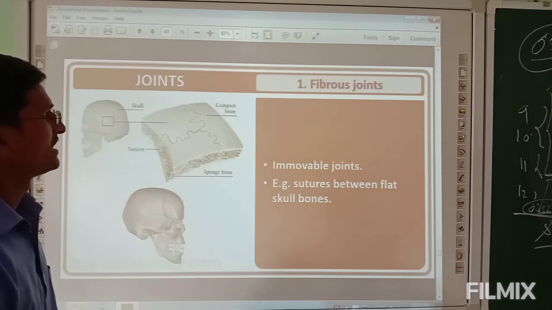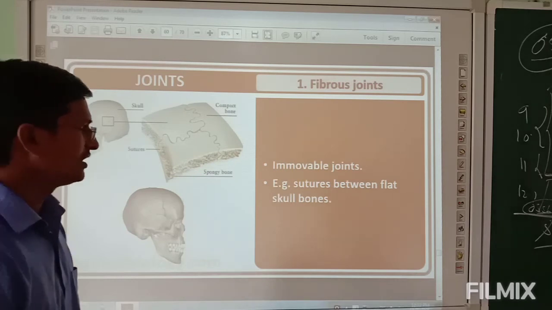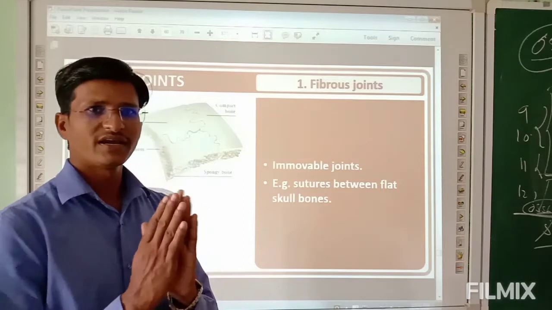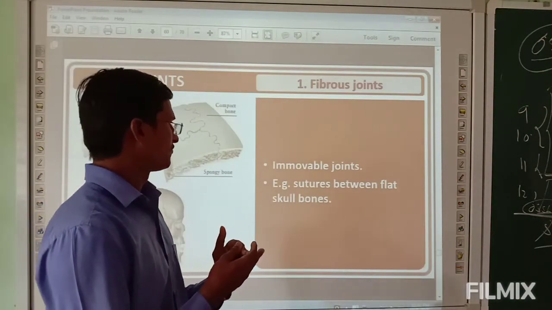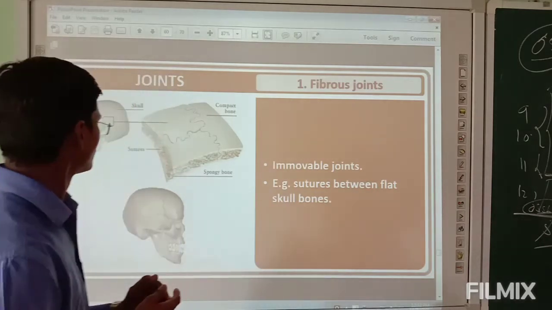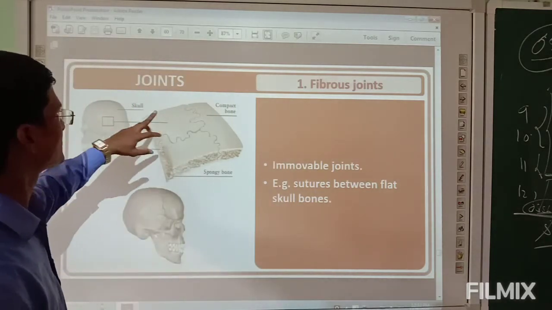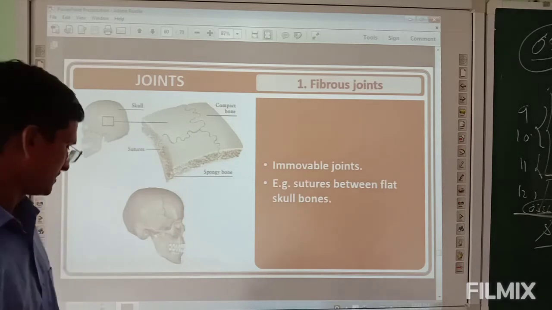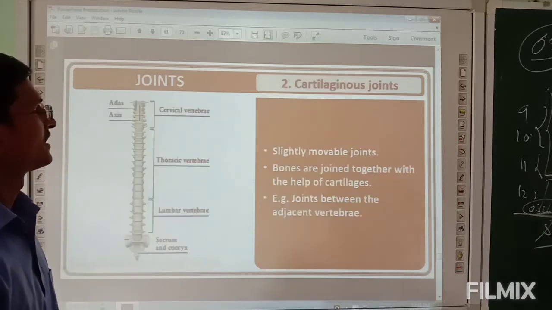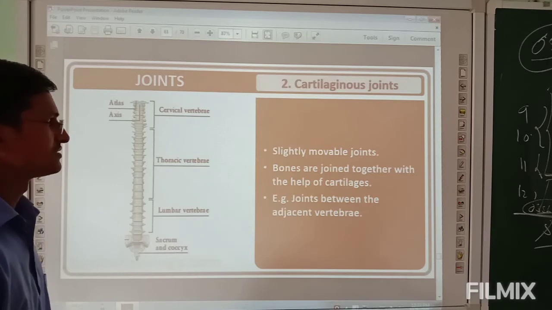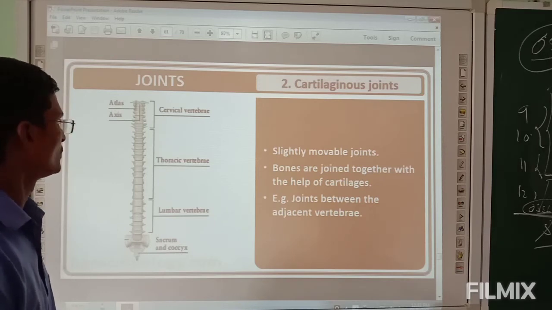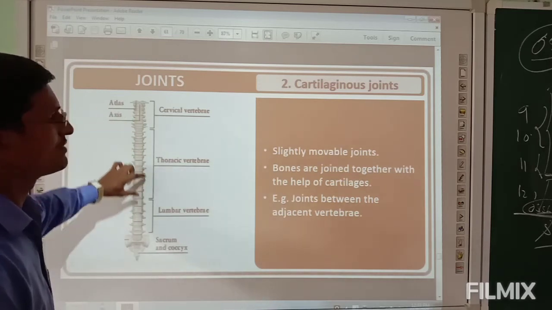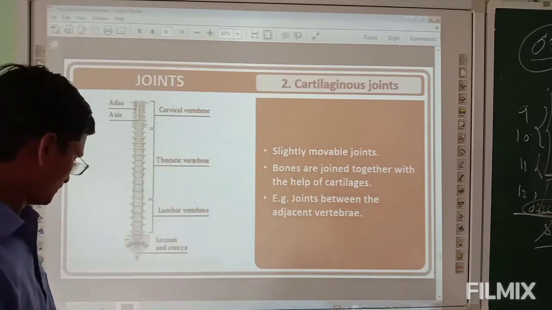So first, fibrous joints, they are immovable. Immovable means they are not moving, and they are situated between the flat skull bones. So here, the skull is an immovable joint. The cartilaginous joints are slightly movable joints. You can see our vertebral column, the joint between the adjacent vertebrae. So these are slightly movable cartilaginous joints.